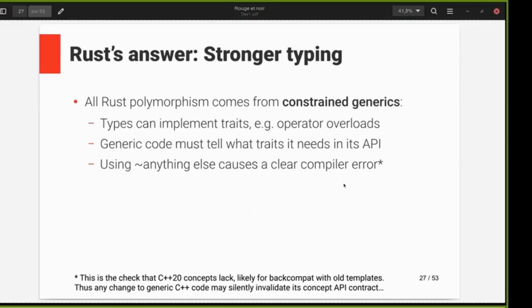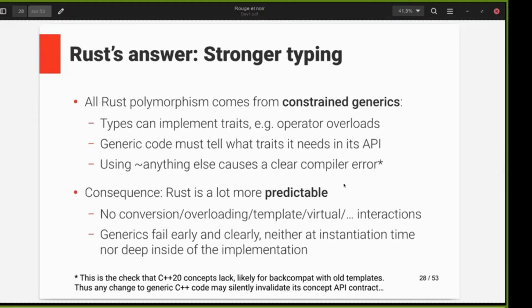Unlike C++20 concepts, however, if your generic code then proceeds to use anything other than the traits it has asked for, you will get a compilation error, which does not occur at instantiation time, but just by virtue of the compiler checking the definition of the generic code. And that's an extreme convenience. As a consequence of having fewer polymorphism mechanisms, Rust is a lot more predictable than C++. It's a lot easier, before compiling or running your code, to get a picture in your mind of what's going to happen, because there are not any more interactions between implicit conversions, overloading, templates, virtual methods, etc. Your generic code will fail early on, right at declaration time, without needing any instantiation. And it will fail with a clear error message, either on the definition side or on the use side if you try to pass a type that does not implement the right traits. You will not get errors deep inside of the implementation as happens in C++.